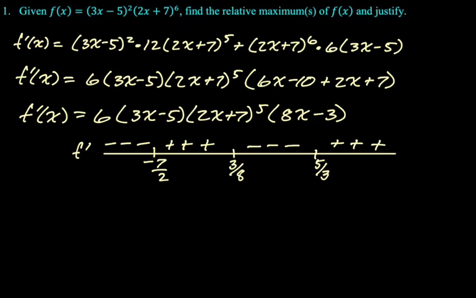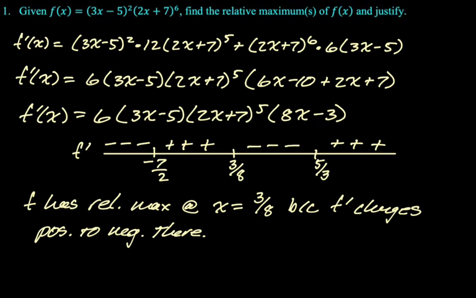Relative maximums are where the derivative is going from positive to negative. So the only place that that's actually happening here is at 3/8. So I'm going to say that f of x has a relative maximum at 3/8 because f prime changes from positive to negative there. So we did it. And you didn't have to go through that with me, the mistake and the fixing, but I wanted to be upfront. It doesn't always go well.